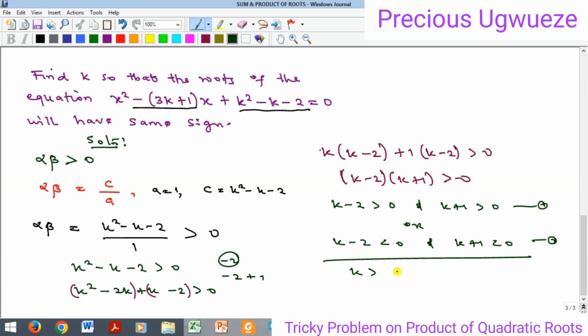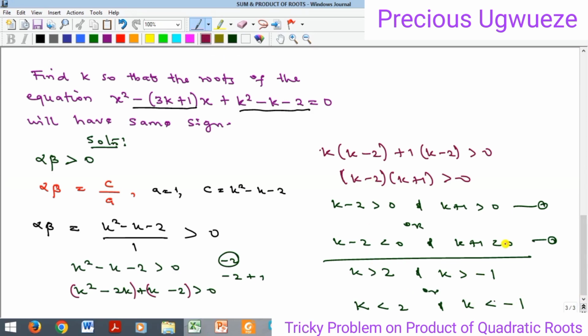So we have that k is greater than 2 and k is greater than minus 1. Or from the second one, we'll have that k is less than 2 and k is also less than minus 1. Okay, so from here, can we get a range that is going to satisfy the requirement that we have?